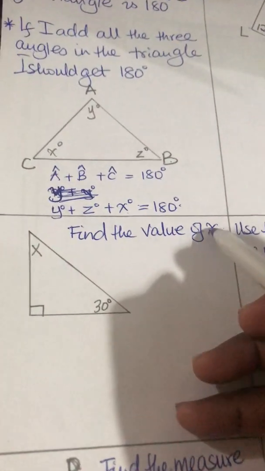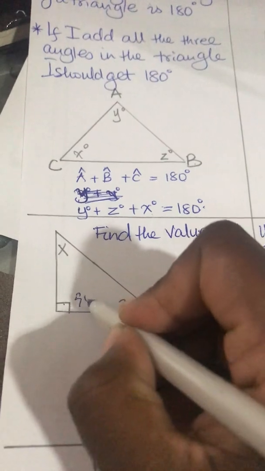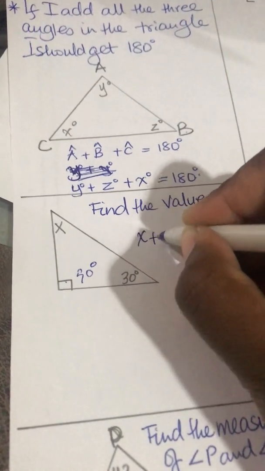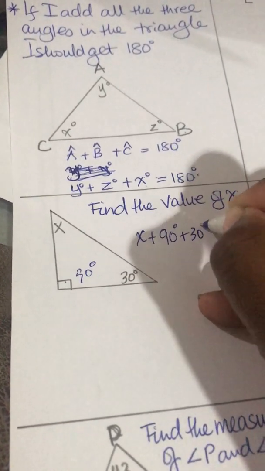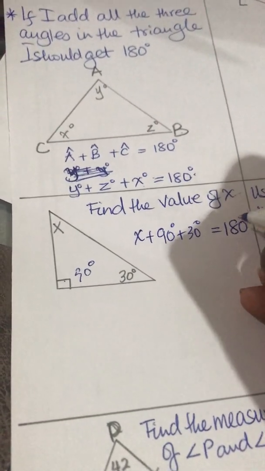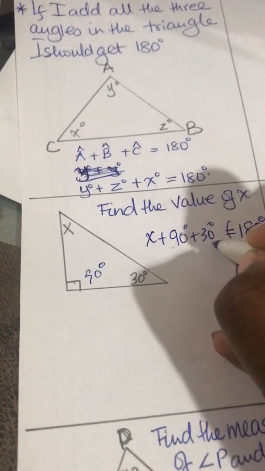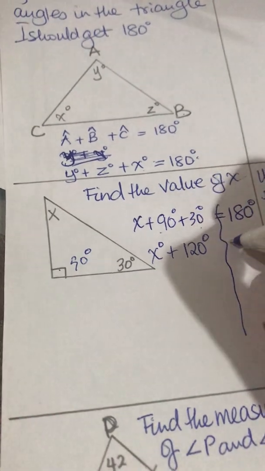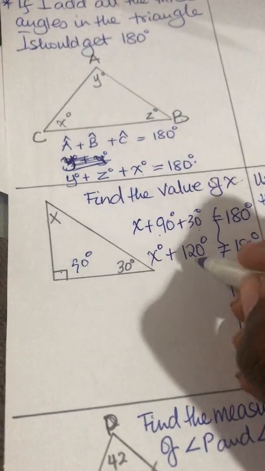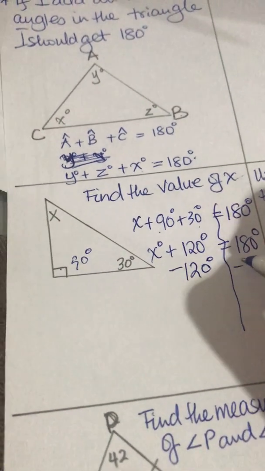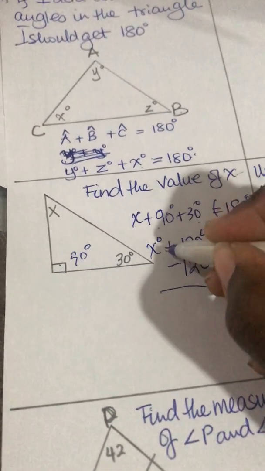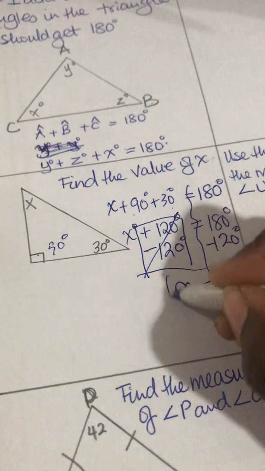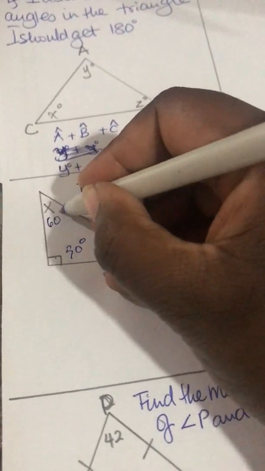So find the value of X. I already see the box. I will write 90 degrees. So I will write my equation. X plus 90 plus 30 should equal 180 degrees. I should draw my bridge. 90 plus 30 is 120, which equals 180 degrees, minus 120, minus 120, X equals 60 degrees. And I put here 60 degrees.